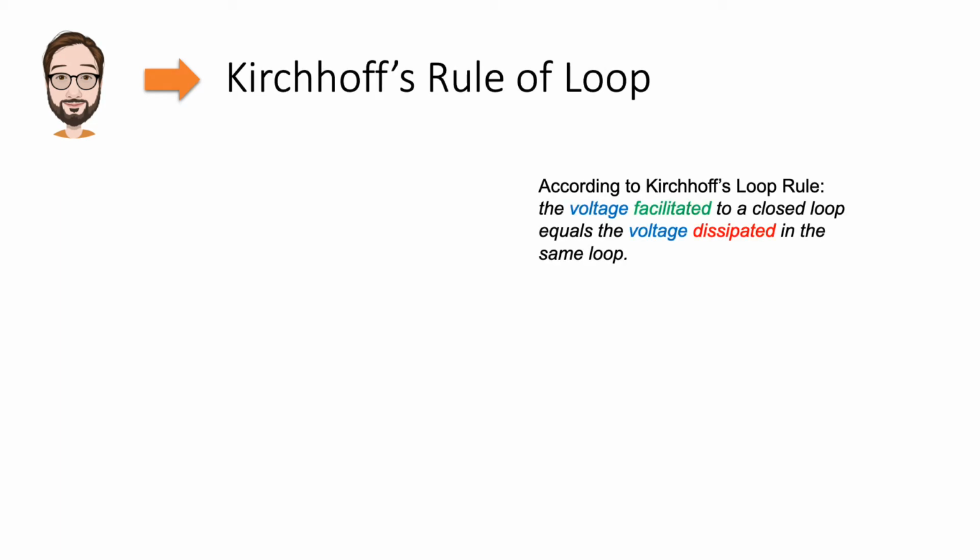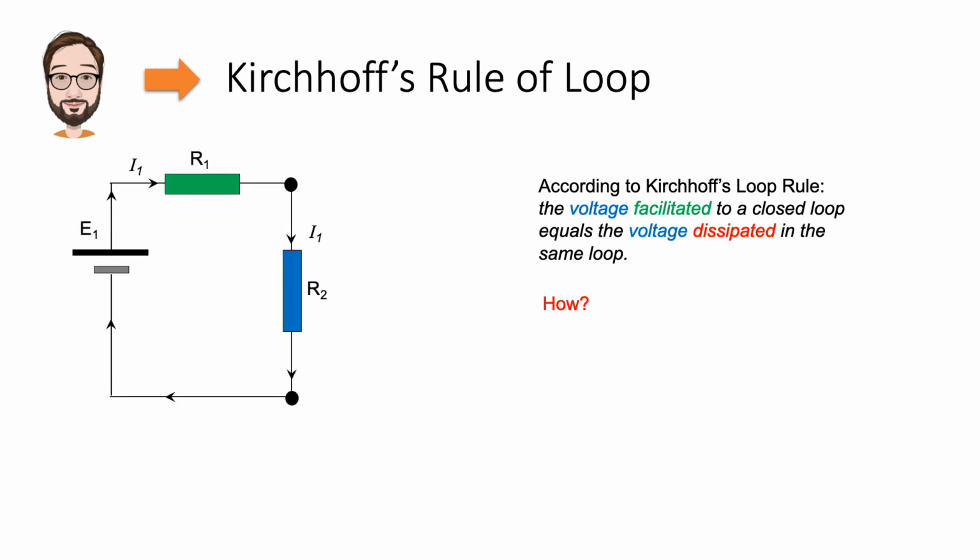What does it say? According to Kirchhoff's loop rule, the voltage facilitated to a closed loop equals the voltage dissipated in the same loop. How is that? Let me show you the circuit. If you look at that circuit, what is the source of voltage in here? This is the battery E1. And we know from our understanding of Ohm's law that the voltage facilitated by E1 will be consumed in both resistors R1 and R2.